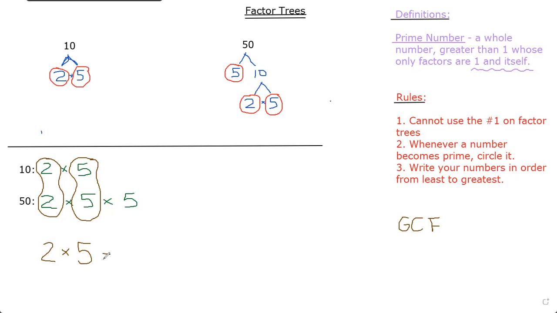And so now I write my answer. 2 times 5 equals 10. So therefore, my greatest common factor of the number 10 and the number 50 is 10. That is correct. That is the greatest common factor. So factor trees help you break down and find factors, but they also can allow you to find the greatest common factor.